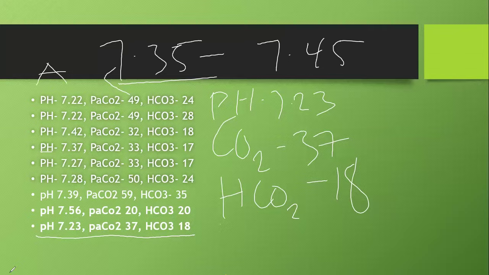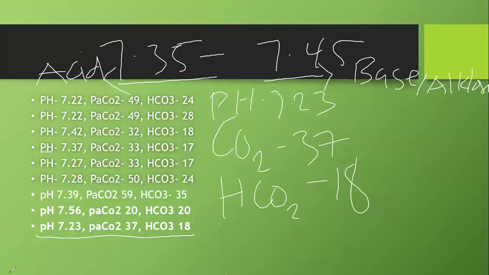If you have pH that is more than 7.45, we call that a base, or alkalosis. I hope we all appreciate this one. I will come back to the absolute pH, but let's do this one for now.